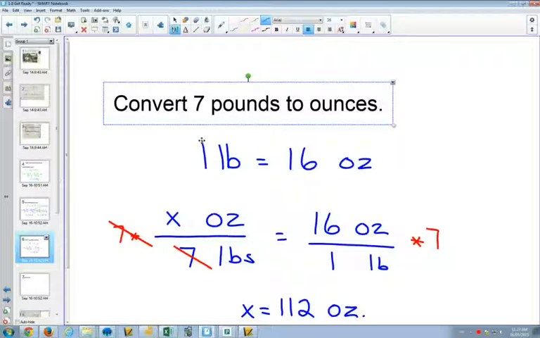And this is one where you might say, well, I know 1 is 16, so I could just times it by 7 to get how much 7 is. And that's great. That's great if you have that as a shortcut, because that's exactly what happens when we do the math as well. But we need to make sure that we know how to set up our proportions.